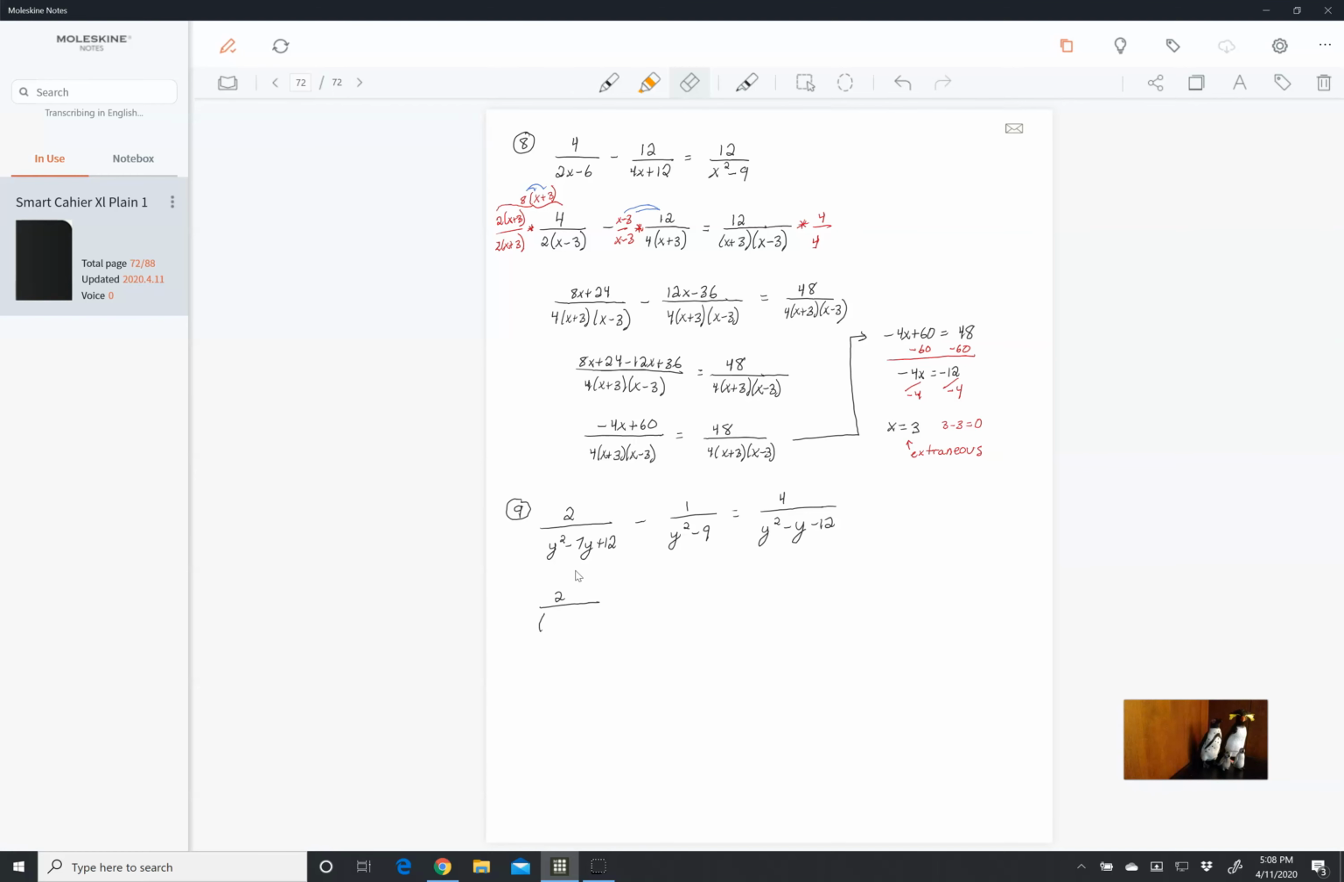So y squared minus 7y plus 12, we can do y minus 4, y minus 3. Y squared minus 9 is a difference of squares. That's y plus 3, y minus 3. And then y squared minus y minus 12 is y minus 4, y plus 3.